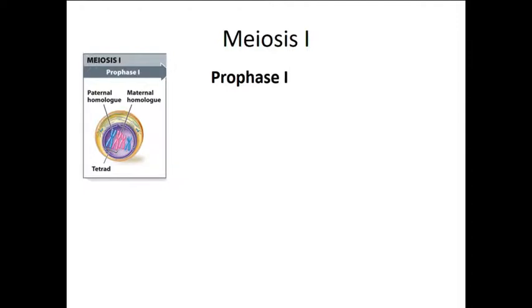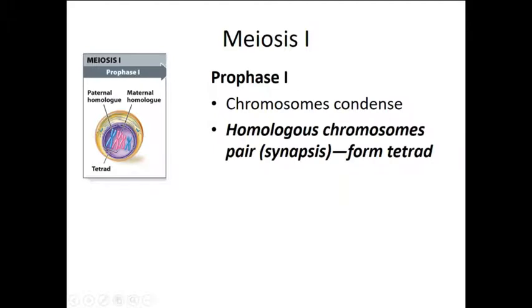Okay, so meiosis 1. Meiosis 1 is going to start out with prophase. In prophase, chromosomes will condense, just like in prophase of mitosis. But very importantly, homologous chromosomes will pair. They find their other homologous chromosome buddy, and they pair up. It's called synapsis, and they form what's called a tetrad. That tetrad is now linked together by proteins, and it hangs out as a unit on its own, and they move together as if they were one chromosome.